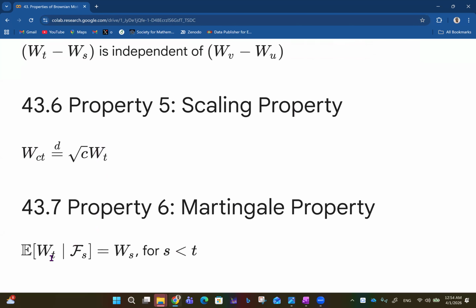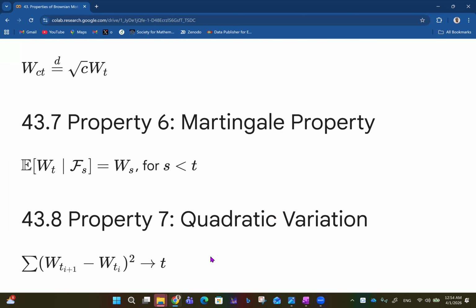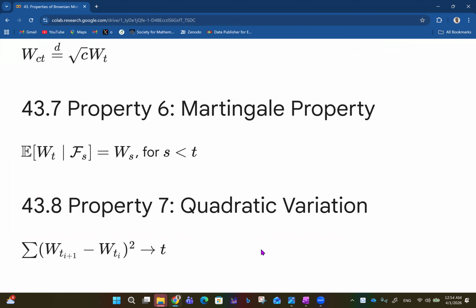So the expected value of W(t) given F(s), instead of being 0 now, because F(s) is there, will be W(s) for s less than t. Then we have property 7, talking about quadratic variation. The summation of the square of W(t_{i+1}) minus W(t_i) approaches the time itself. That is quadratic variation. The summation of (W(t_{i+1}) minus W(t_i)) all raised to power 2 approaches time t. So it seems to approach the variance, right?